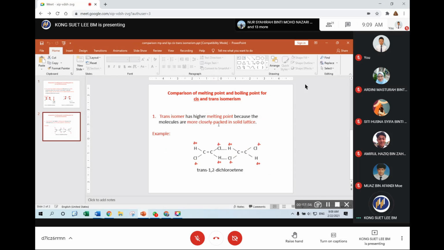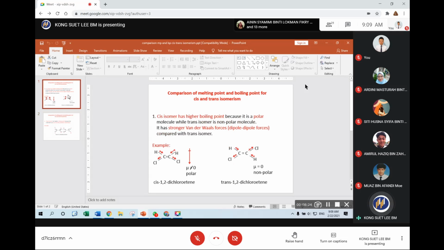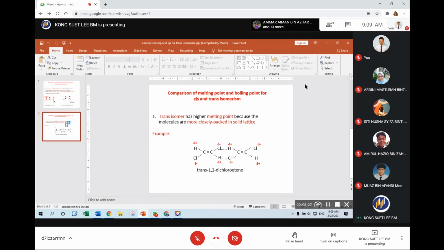And then for melting point, trans is higher. Why? Because the molecules are more closely packed, because of the zigzag shape. Okay, this is a heavy group, this is a lighter group, so they can arrange closely. That's why the melting point is higher when you want to break the bond, from a solid to become a liquid. Okay, these are the reasons. Comparison between melting point and boiling point for cis and trans isomers. Jot down. So cis isomer has higher boiling point, trans isomer has higher melting point. And the reason. Okay.